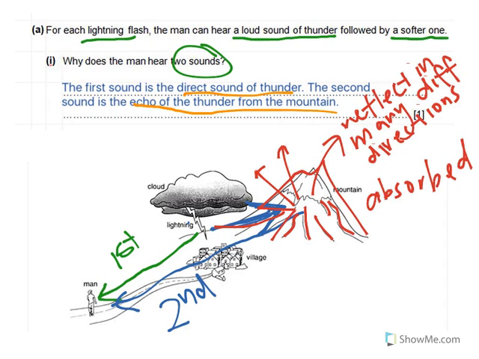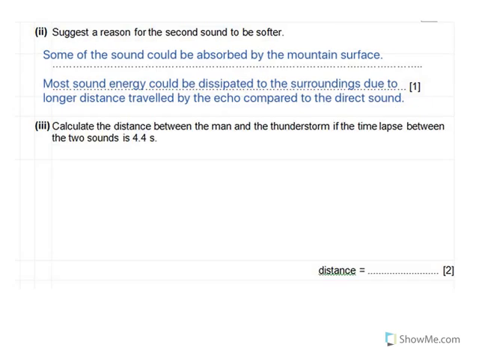Or we can also look at it this way. This first sound travels a distance, and along the way, sound energy could have been dissipated. This distance is way longer than this one. So there is a longer distance over which sound energy could be dissipated through the surroundings, just by air, just because of the longer distance. So these are three possible reasons. I will just give you one. Okay, I've decided to give you two. One is that it could be absorbed by the mountain surface. The other one is that more sound energy could be dissipated to the surroundings due to the longer distance traveled by the echo compared to the direct sound.